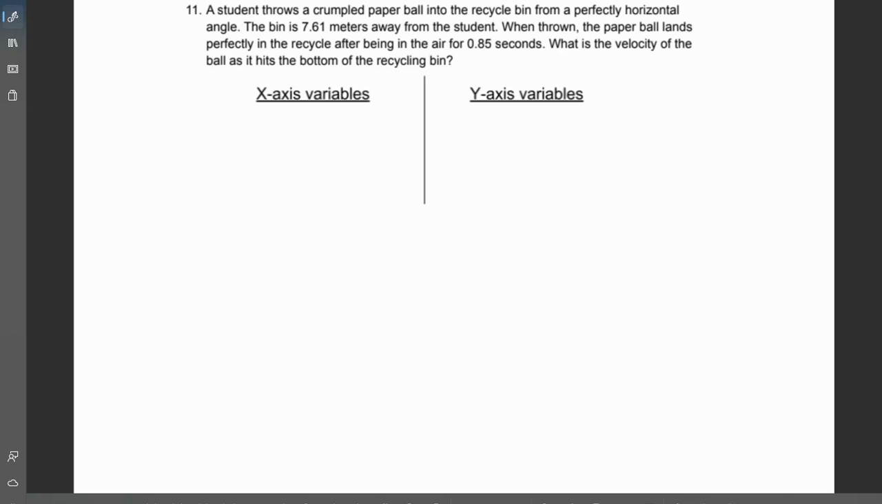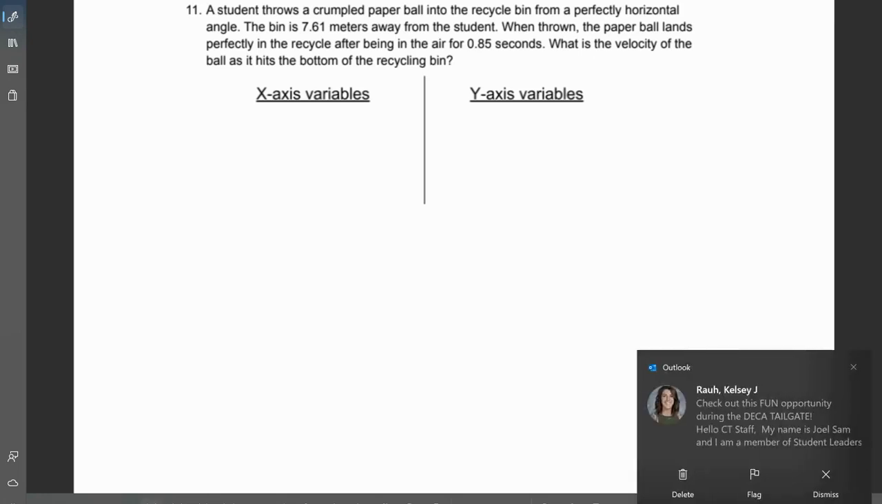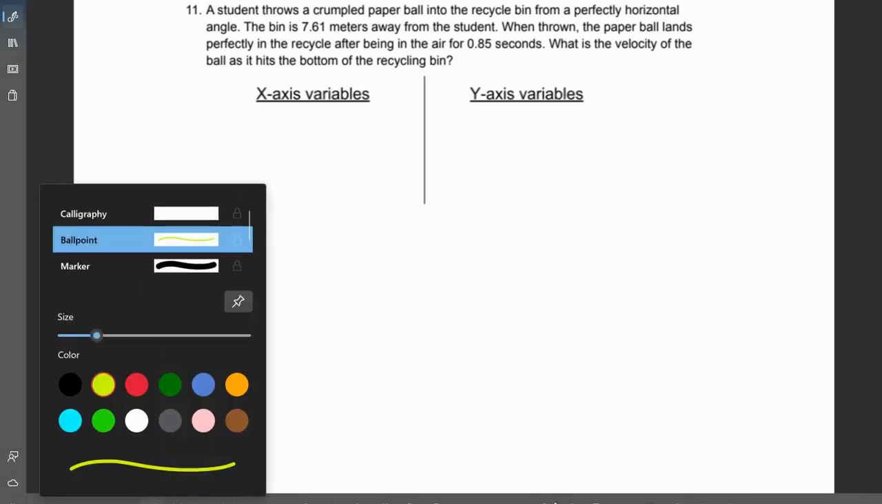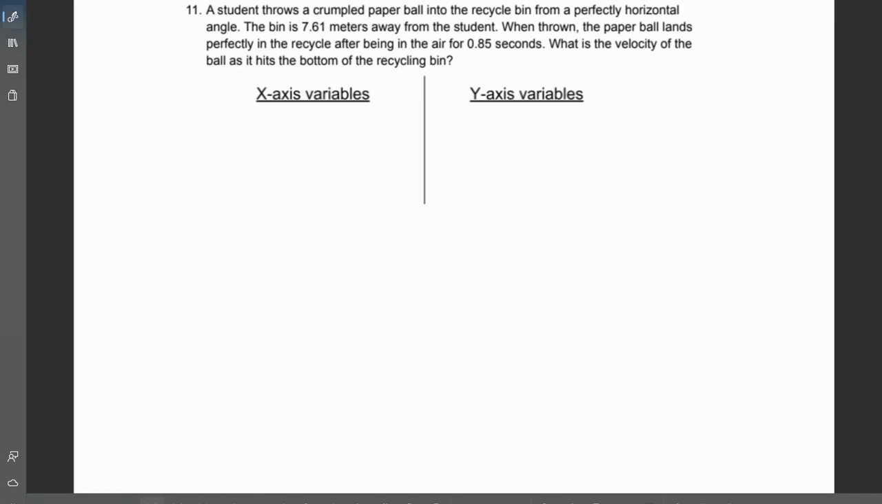All right, so as we do this, we'll just make sure that we keep track of all of our variables, right? So we're still using this GUESS method. We're still writing down everything that we need to figure out. So on this GUESS method, givens in the x-axis versus the y-axis. Okay, let's draw this just to help us out here. Here's our crumpled up paper ball. We need to throw it perfectly horizontally and into the recycle bin.